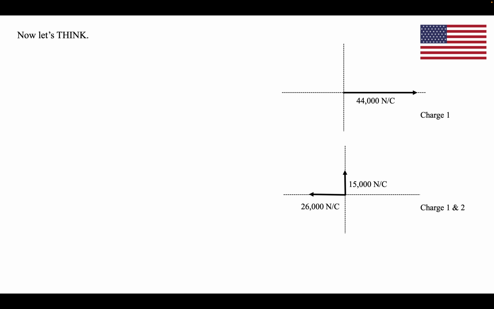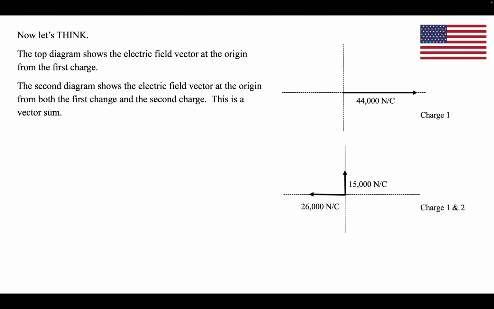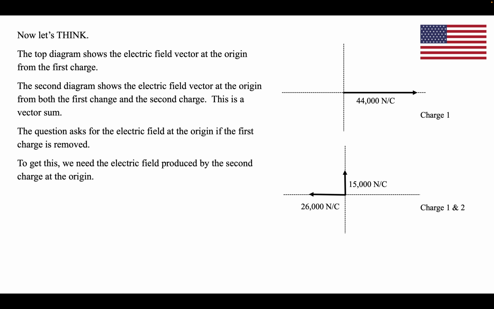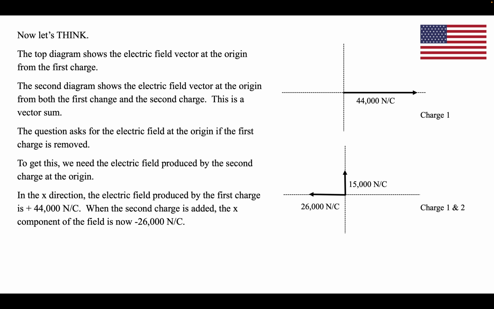Now we have to think. What the heck is going on here? There's charge 1. There's charge 1 plus 2. We want to know what charge 2 is by itself. And it's a vector sum. Electric field is a vector. What's the field at the origin if the first charge is removed? We need the electric field produced by the second charge at the origin.